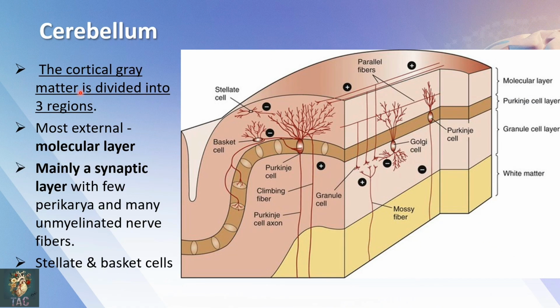So histologically, the cortical gray matter is divided into three main regions. Most external is the molecular layer. So this outer is the molecular layer, and it is mainly a synaptic layer with a few perikarya and many unmyelinated nerve fibers. The types of cells present in this outer layer are the stellate cells and the basket cells. So basically it is a synaptic layer. It contains very few perikarya. Most of this layer is formed by the synapses of the dendrites and the axons.